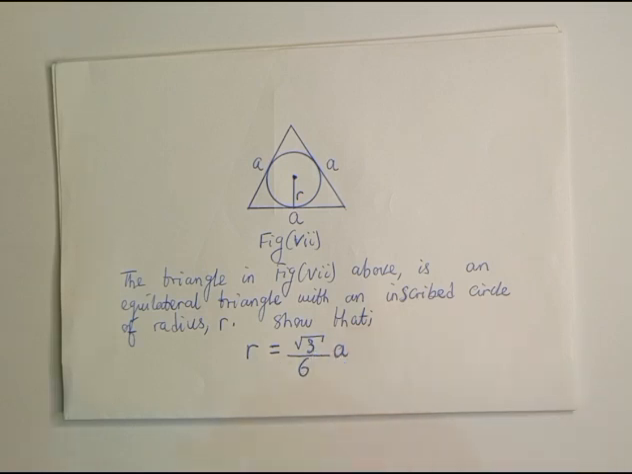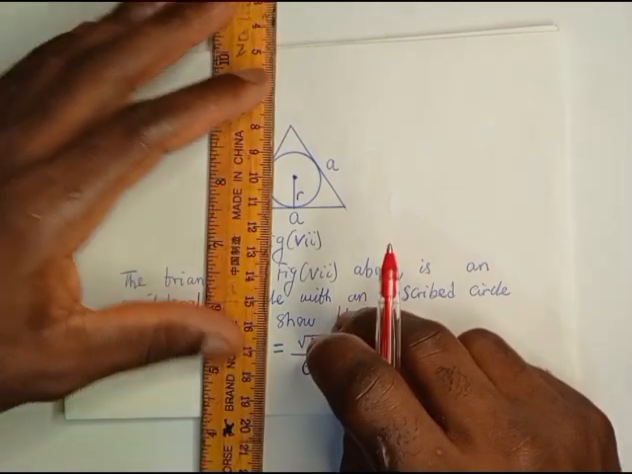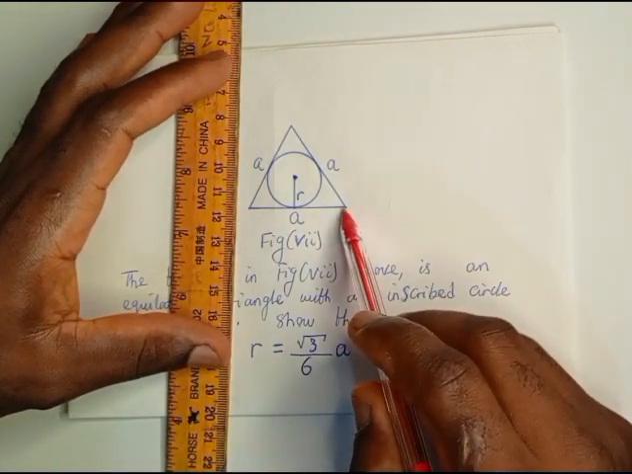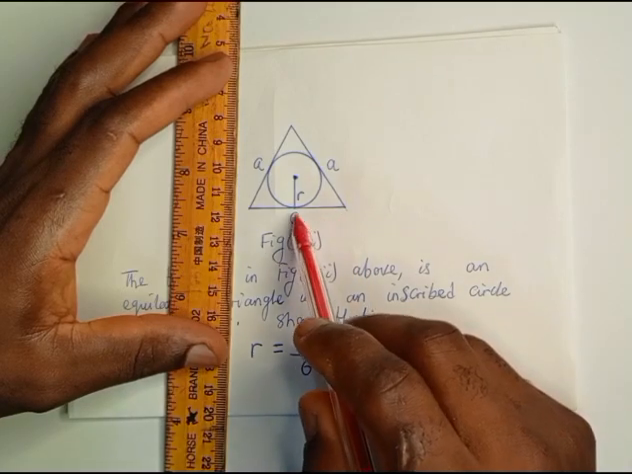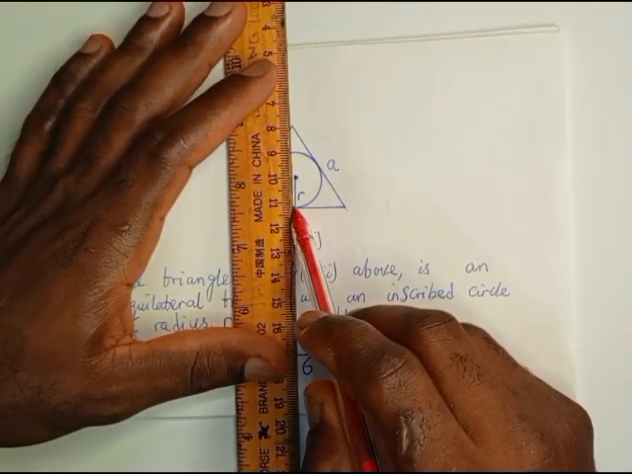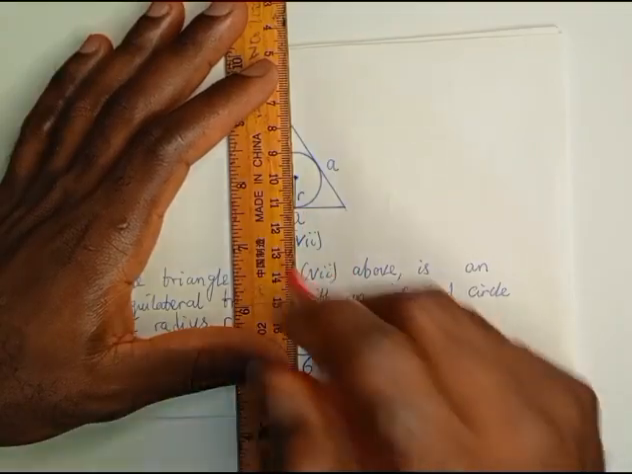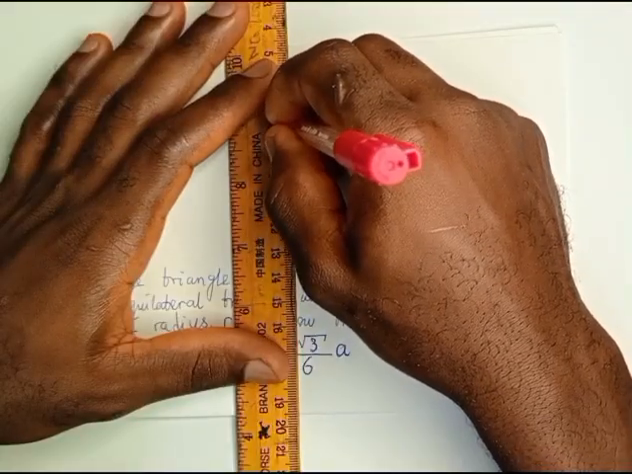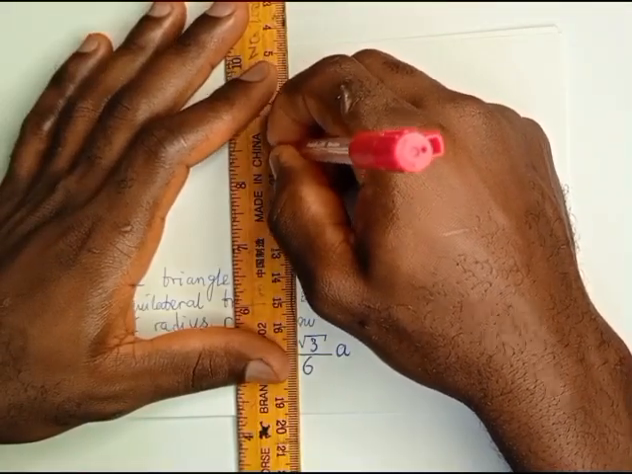√3/6 times E. For us to show this, we are going to start by breaking the equilateral triangle above into 3 triangles. First, we are going to draw a perpendicular that divides the line, this line A, into 2 equal halves, passing through the center. We are just going to extend this radius, broken lines as such.